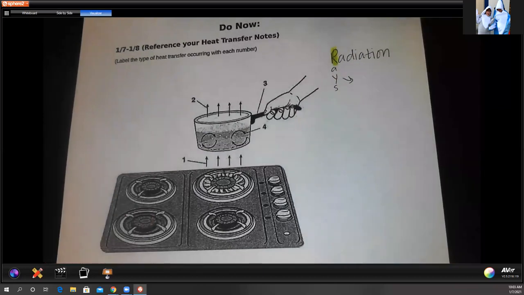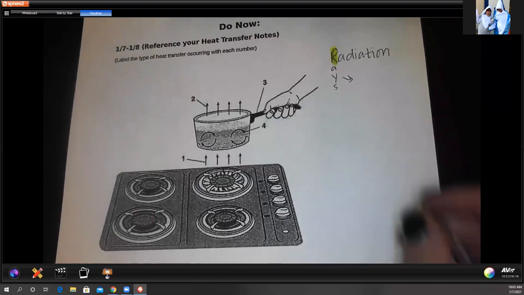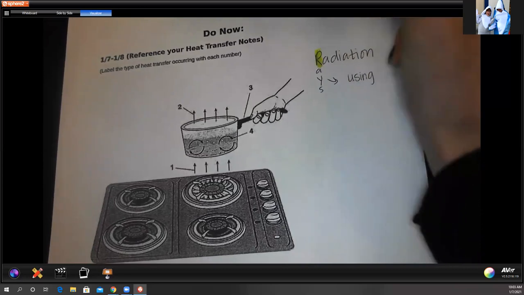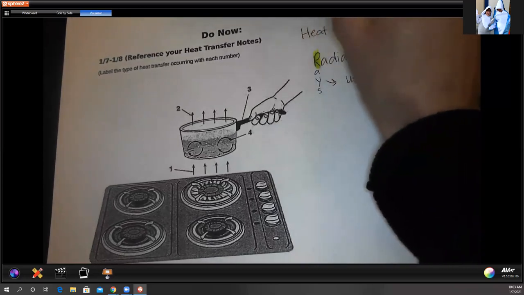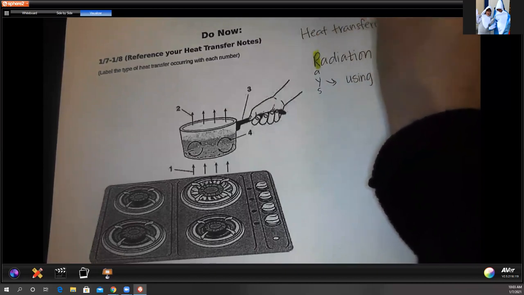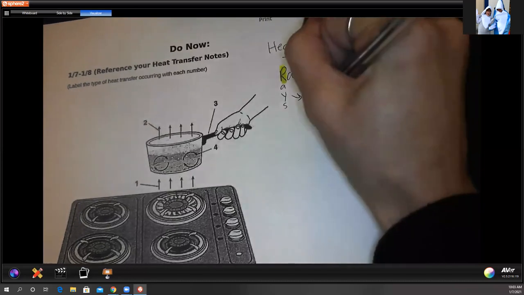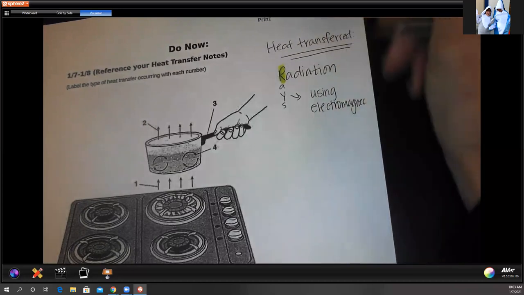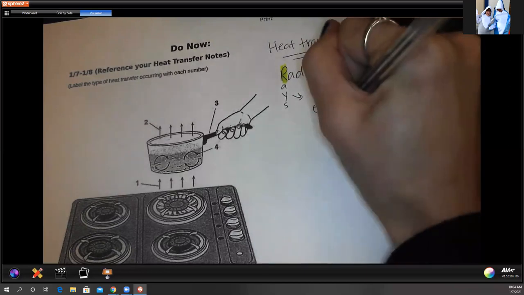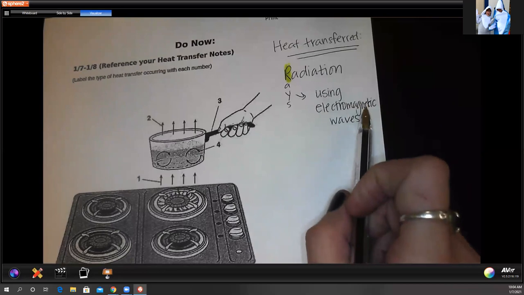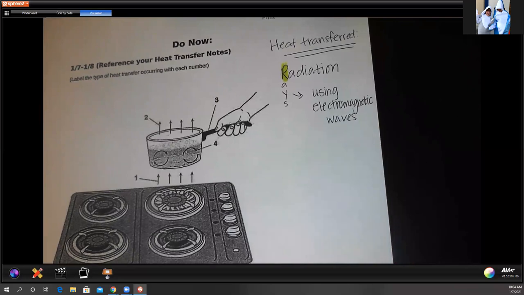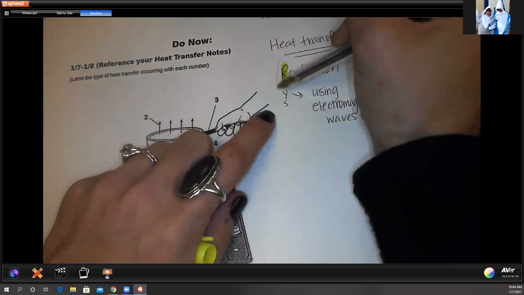Who thinks they can define this for me? It's not just rays. It's very specific. Caroline? Electromagnetic waves. So this is when heat is transferred using, and I'm just going to preface, heat transferred, so I don't have to rewrite that every time, using electromagnetic waves. You're going to learn more about what electromagnetic waves are in eighth grade or seventh grade, but for now, it's just a wavelength. So just think about it. That's why I put it as rays instead, right?